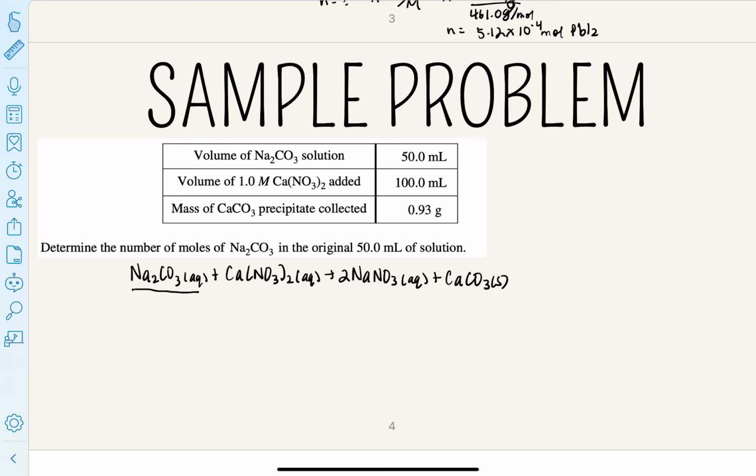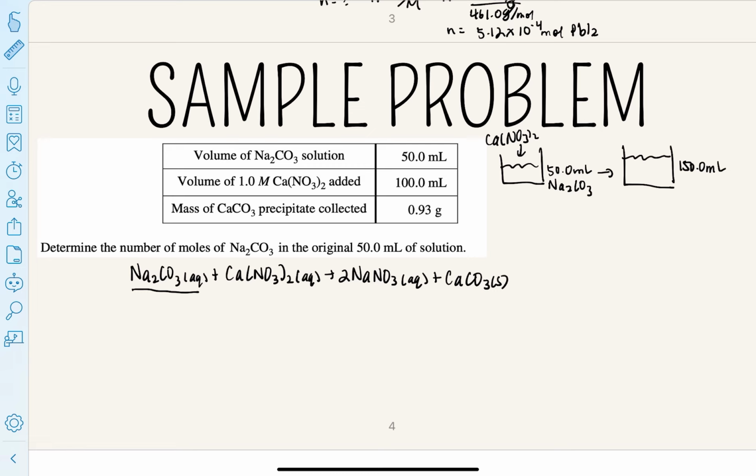It says here I have a volume of sodium carbonate. So let's pretend I've got a beaker and I've got 50 milliliters of sodium carbonate, Na2CO3. And then, just by reading the data table, it looks like what I'm doing is adding a volume of 100 milliliters of calcium nitrate. So calcium nitrate is going to be added to the solution. And when it gets added, it'll be like 150 milliliters now.